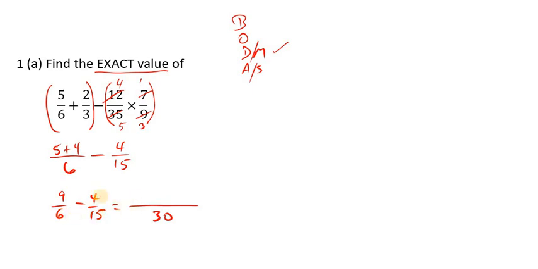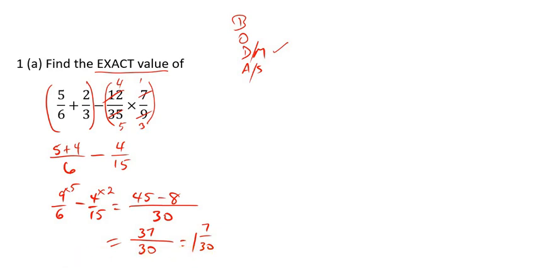Now 6 into 30 goes 5 times. So 5 nines gives us 45. 15 into 30 goes twice, and 2 times 4 gives us 8. Now when we subtract these, 8 from 45, that gives us 37. Over 30. We can actually simplify this. 30 goes into 37 once, remainder 7, so 1 and 7 over 30. And that's it.